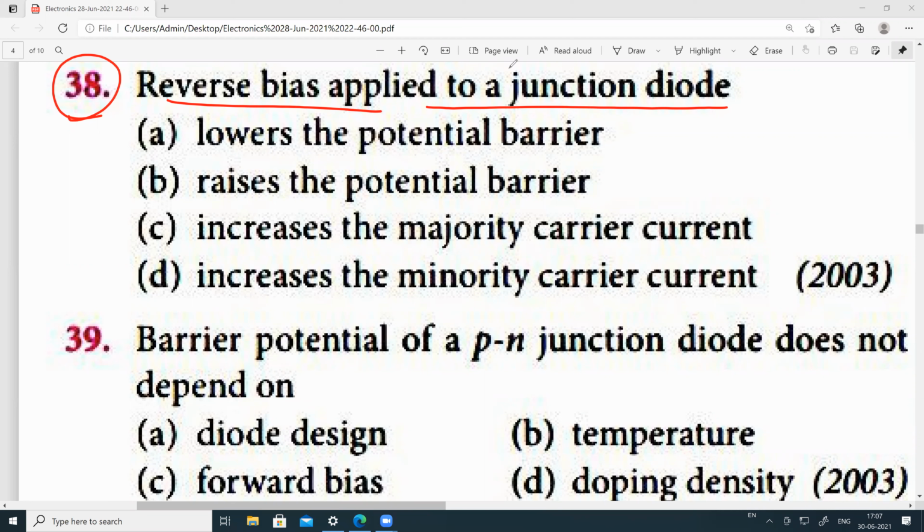In reverse biasing, the conduction across the PN junction takes place due to minority carriers. Therefore, the size of the depletion region rises. Therefore, B is the right answer.